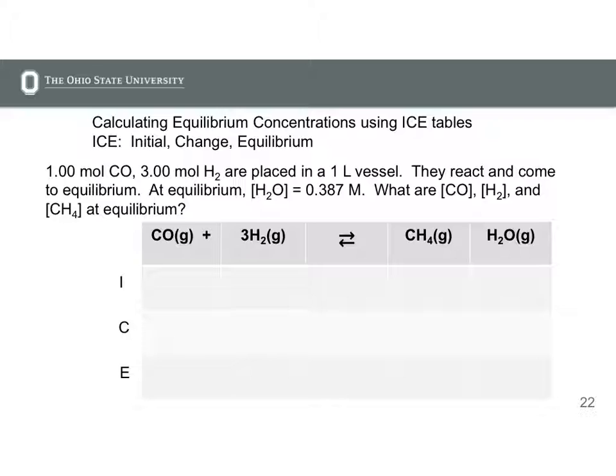So we're going to take 1 mole of CO and 3 moles of H2, and place those in a 1 liter vessel. They're going to react and come to equilibrium. Then it goes on to say that at equilibrium, we know that the water concentration is 0.387 molar. And we need to find the other concentrations at equilibrium. I think we need a K value. Oh, nope, we're good. Okay. So let's just start. So again, use concentrations in the ICE table.